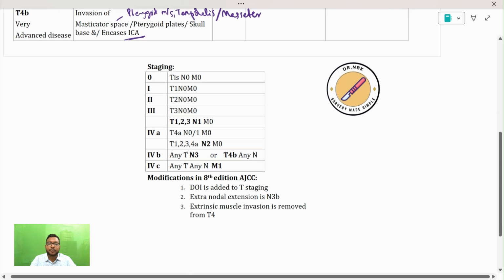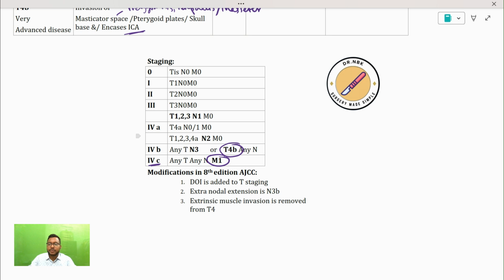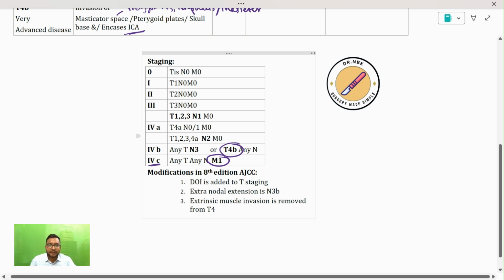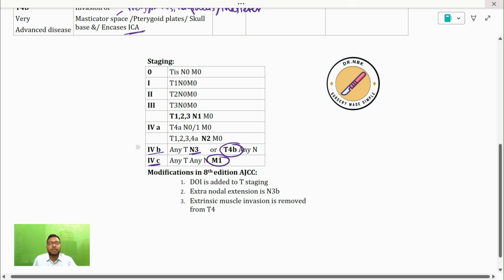Now let's briefly look at the staging. You can easily remember stage 0, 1, 2, 3, 4. Whenever you have metastasis present, 4C. Whenever you have T4B with any N, what is T4B basically? As you can see here, whenever there is invasion of masticator space or pterygoid plates or skull base and ICA encasement, no matter what the nodal grading is, it will come under 4B. Or no matter what the T classification is, if it is N3, it can be 3A, 3B, 3C, it will again come under stage 4B.